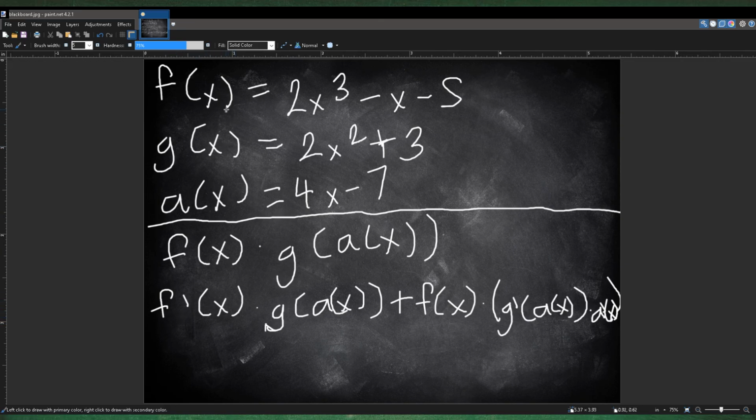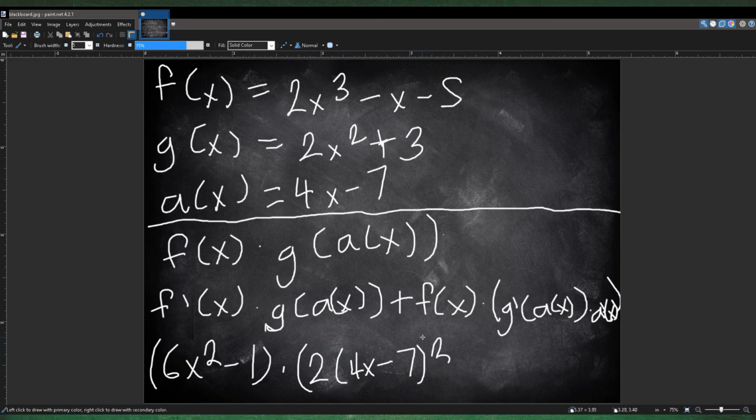So, the derivative of f of x is, we need to find the derivative of x cubed, which is just 3 times 2 is 6, and then you subtract 1 from that 3 is 2. And the derivative of the x right here is negative 1. Right? And then you multiply by g of a of x, which is just 2x plus 3. But now the x is substituted with a of x, so you have to substitute this. So you have 2 times a of x squared, which is 4x minus 7, right? And then squared, and then plus 3.